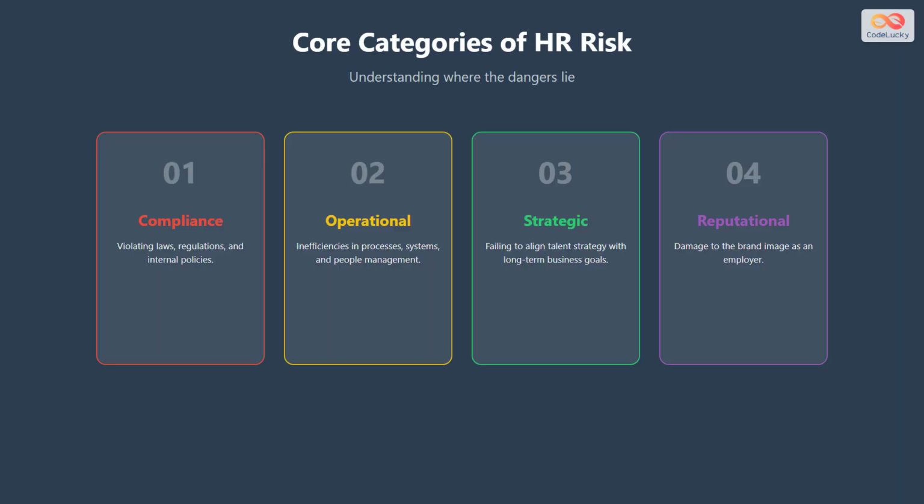When we talk about HR risks, they generally fall into four core categories. Number one is compliance, which deals with laws and regulations. Number two is operational, which focuses on internal processes and people management. Number three is strategic, which looks at the long-term talent picture. And number four is reputational, which concerns your brand image as an employer.